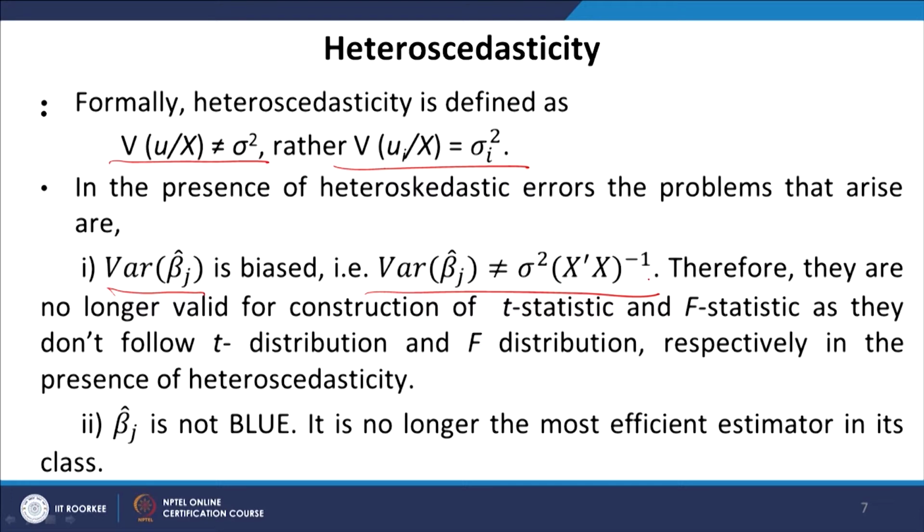And the second thing is that the estimated parameters, that is beta j hat, are no more BLUE, that is, best linear unbiased estimators. So, they could still be linear, they are still unbiased, but they are not best, that is, they are not the most efficient estimators anymore. So, it is no longer the most efficient estimator in its class. So, the property of OLS, that OLS estimators are BLUE, is violated in the presence of heteroscedasticity.